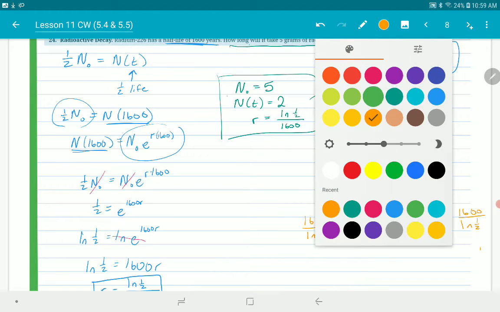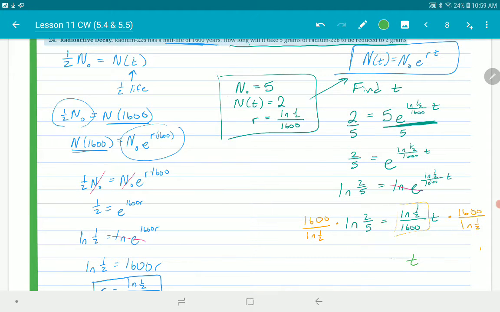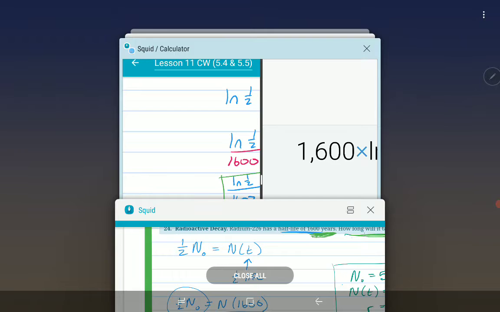So that gives me that t equals 1600 natural log of 2/5 divided by natural log of 1/2. And now I'm going to get my calculator to get that value to estimate. To answer that question, how long will it take? I've got to find out. My answer is going to be in years because my half-life was given in years. So now let's get my calculator out.